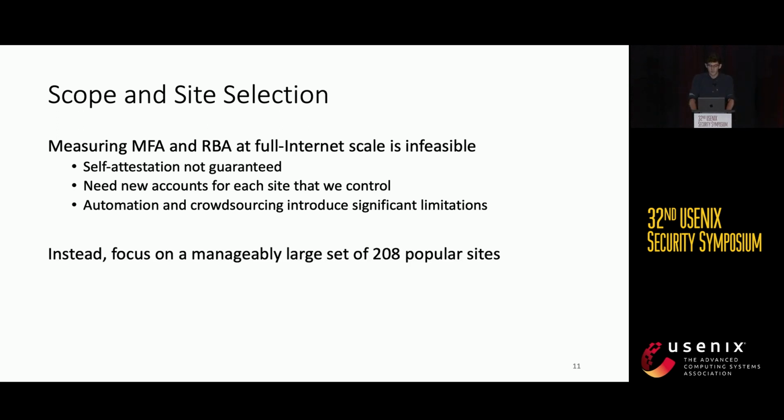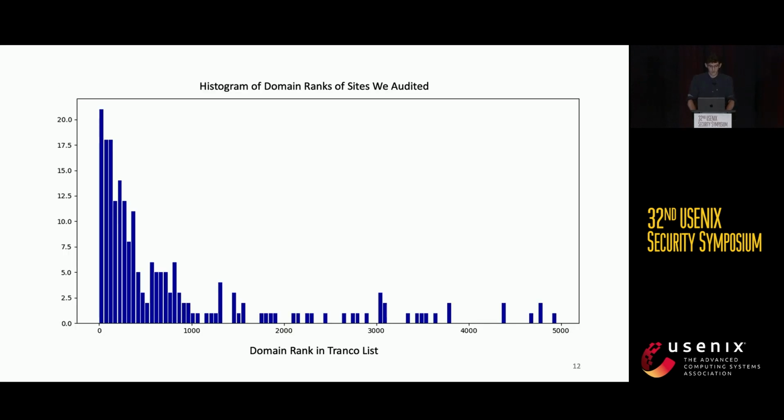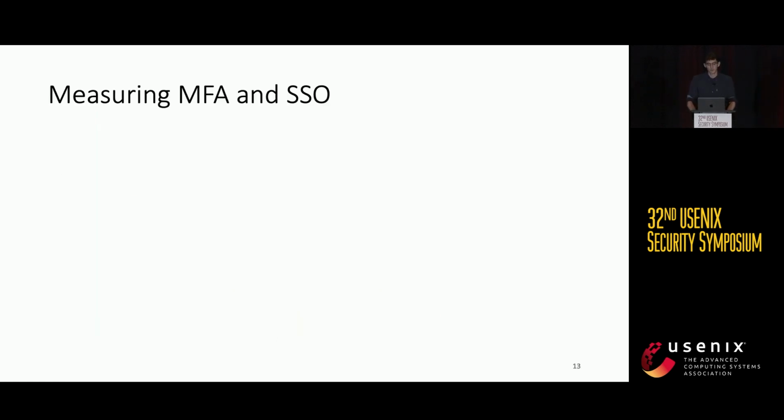And so we instead focus on a manageably large set of 208 popular sites obtained from prior work, and then perform a systematic manual analysis of each of them. This histogram shows the Tranco rank of all of the sites in our audit. So you can see there's a substantial focus on the absolute most popular websites with a long tail out to rank 5,000 on the list. To measure MFA and SSO for each of our sites is actually very easy.